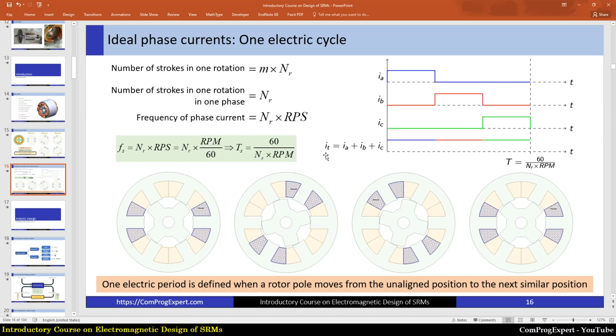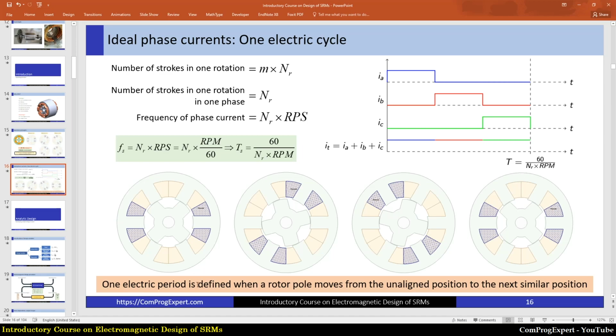The terminal current is the summation of IA plus IB plus IC. This is a DC current, and also we have a DC voltage. This is a DC motor. So this is the ideal case, and in the real case, we don't have this situation. But in this ideal case, we can find the electric period.